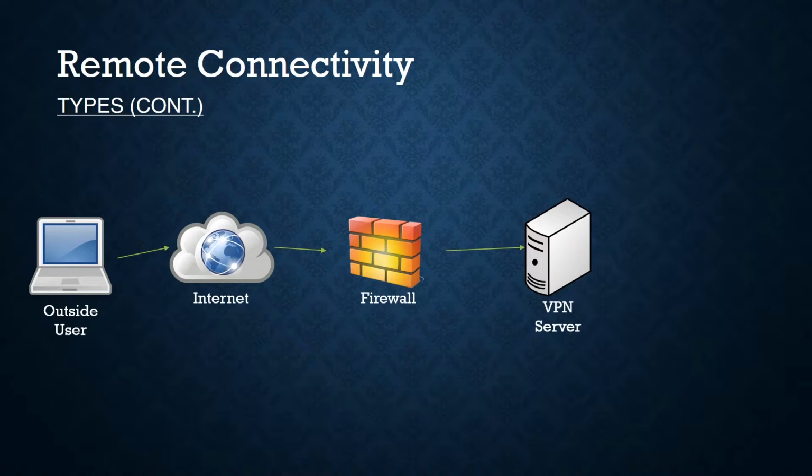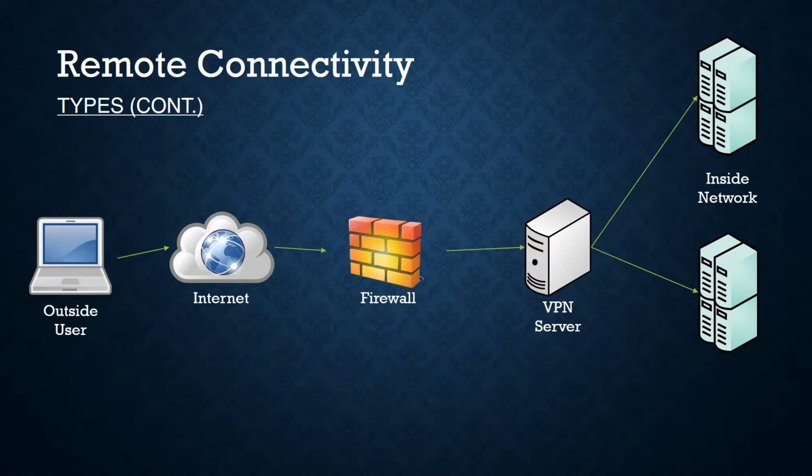The whole point here is that the VPN server is going to communicate with the outside user using some kind of token authentication device like an RSA token. And when the VPN server accepts a one-time authentication code, then it allows that device to go into the inside network.